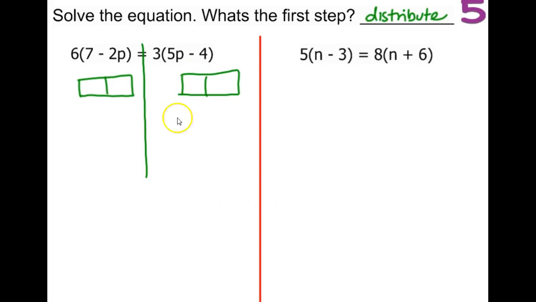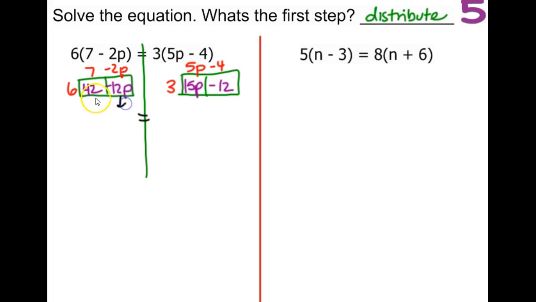So when I set this up, in my classroom here I have 7 minus 2p and my teacher is the 6. On this side my classroom is 5p minus 4 and my teacher is 3. So when I multiply, 6 times 7 is 42. 6 times negative 2, well 6 times 2 is 12 with the p and it's negative. 3 times 5 is 15 with the p. And 3 times negative 4, I know it's going to be a negative, they don't get along. 3 times 4 is 12.